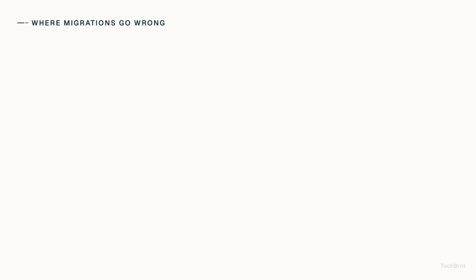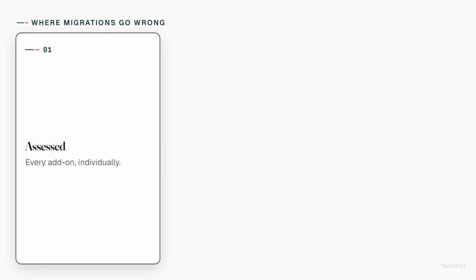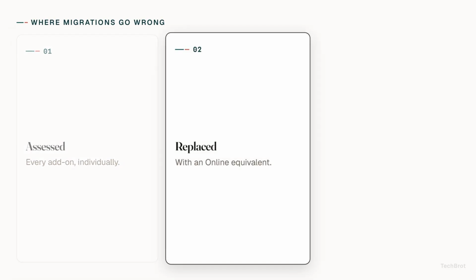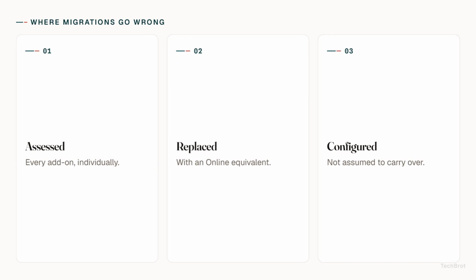Desktop integrations are where migrations quietly go wrong. Each add-on has to be assessed individually, replaced with a QuickBooks Online equivalent, and then configured, never assumed to carry over. Migration is the modernization. The capabilities you end up with are what actually matter, and they get decided during the move, not after it.